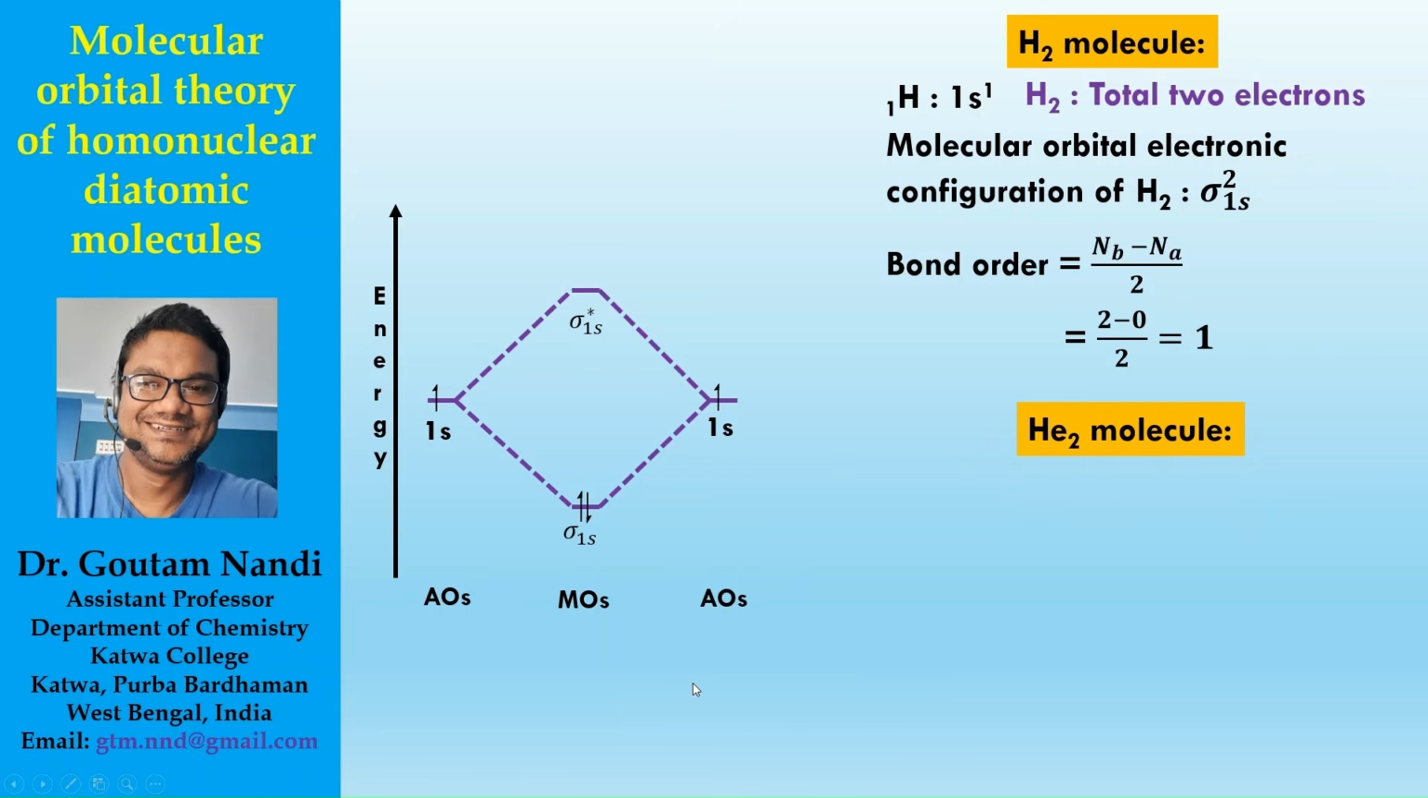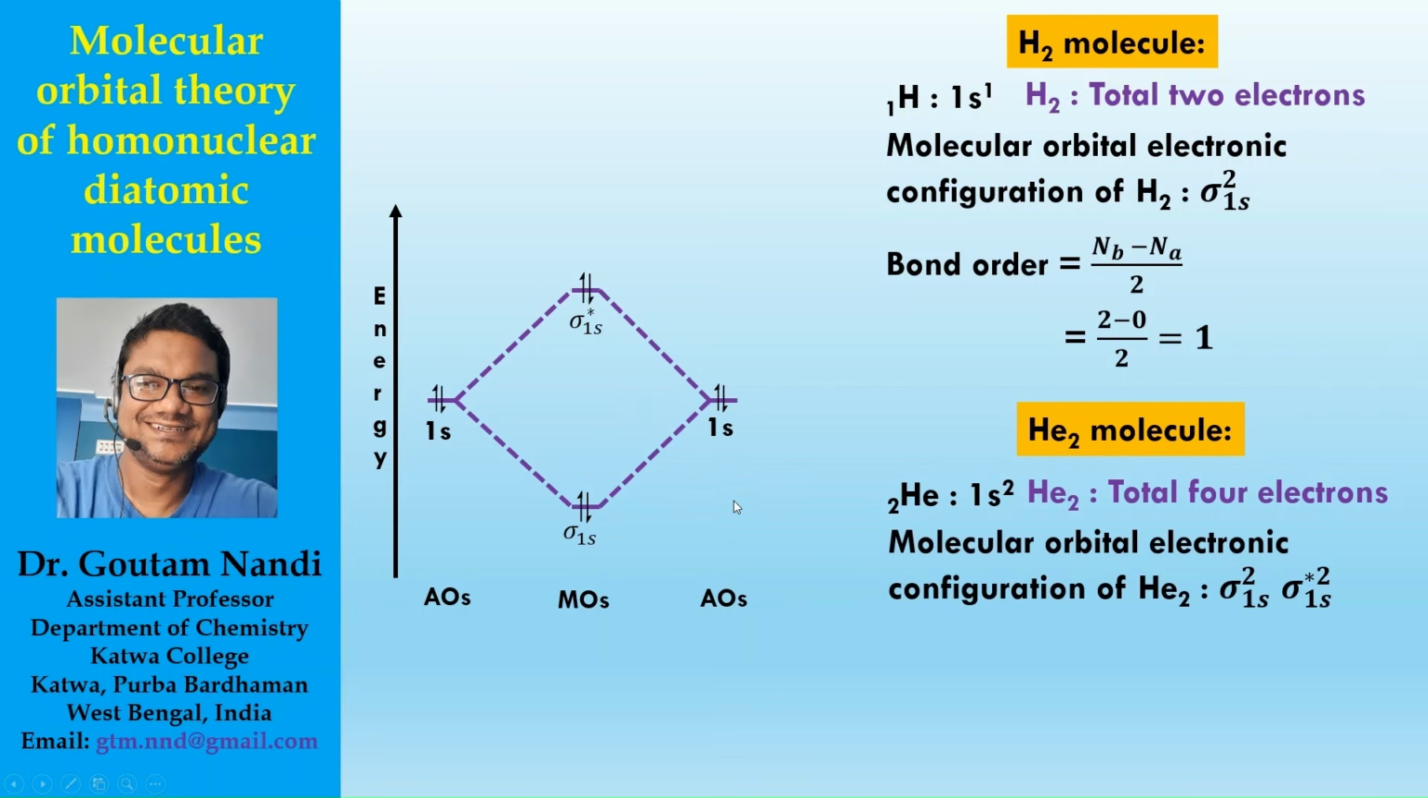Now let's go to the next molecule, and that is He2. We know that He has the electronic configuration 1s2. So there will be another electron here, so each of the 1s orbitals will contain 2 electrons each. So the total electrons will be 4. Now here you can see that the sigma 1s orbital already has 2 electrons, so the other 2 electrons cannot be accommodated here. Those 2 electrons will go to the sigma star 1s orbital.